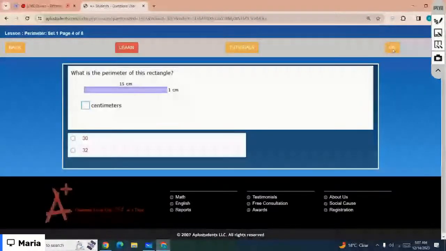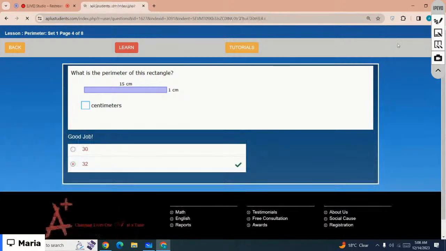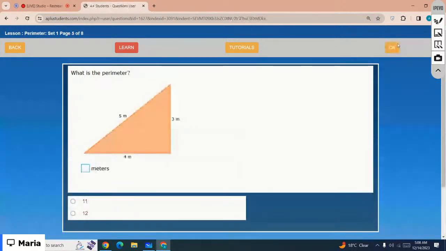What is the perimeter of the rectangle? Which is the correct option? Yes, that is 32. The correct option is 32 centimeters. What is the perimeter? Which is the correct option?